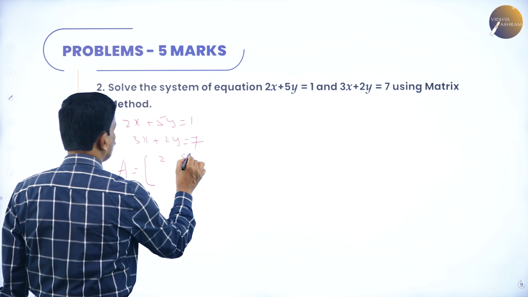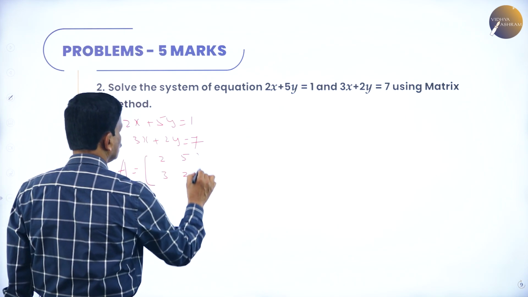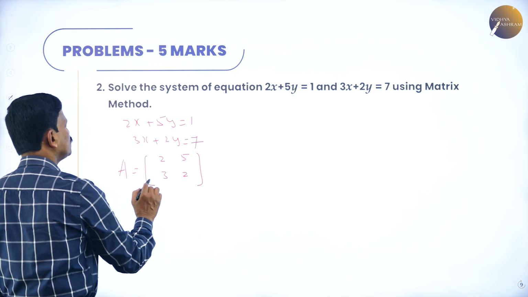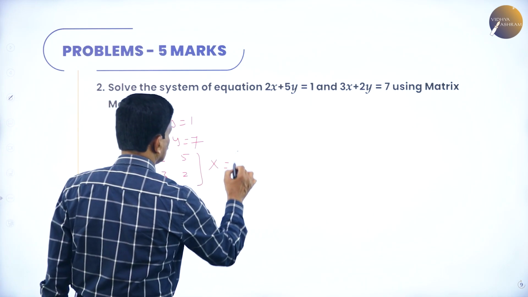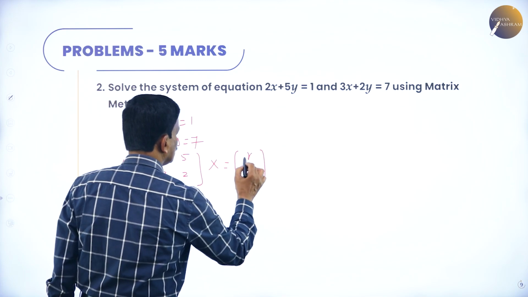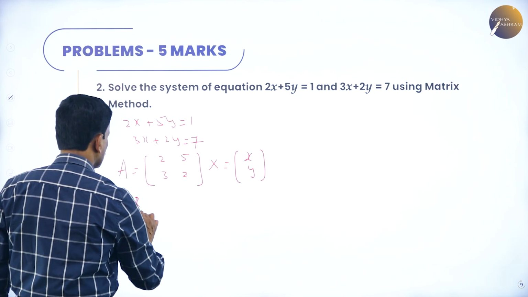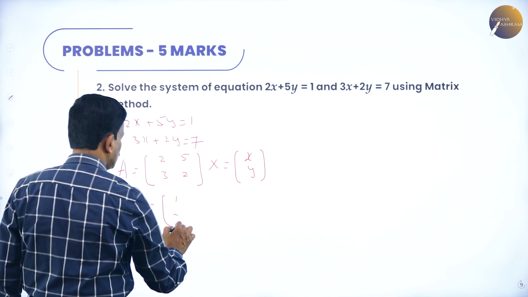This is 2, 5. Here it is 3 and 2. So, 2, 5, 3, 2 are the coefficients of x, y. Now, what is x here? X is nothing but the matrix x and y. Then, matrix B. B is equal to the constants 1 and 7.